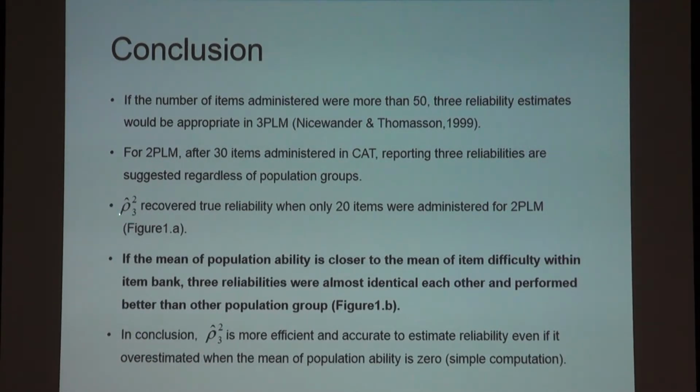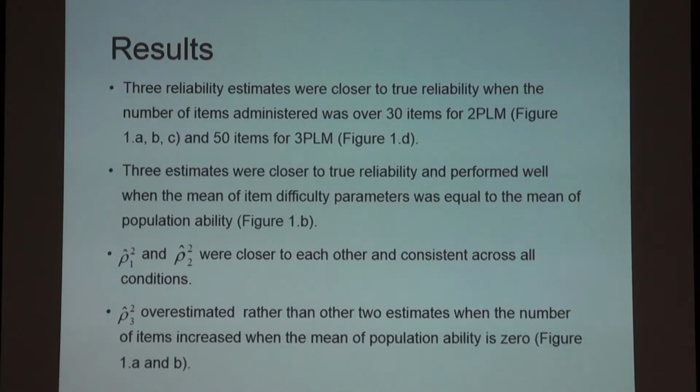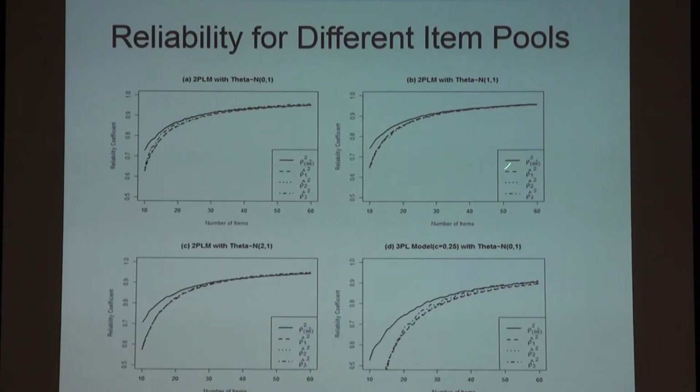However, this third method using Jensen inequality recovers true reliability when only 20 items were administered for the two parameter logistic model. Only 20 items exactly recover true reliability. Interesting. If the mean of population ability is close to the mean of item difficulty within the item bank, the three reliability estimates were almost identical to each other and performed better than the other population group. So I recommend this case. It's exactly, very well recovered true reliability in this case.